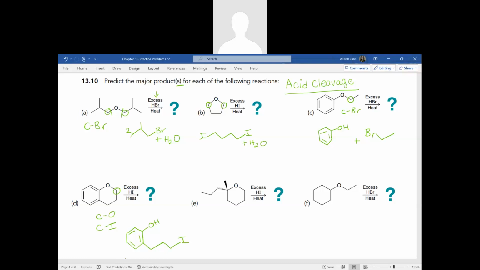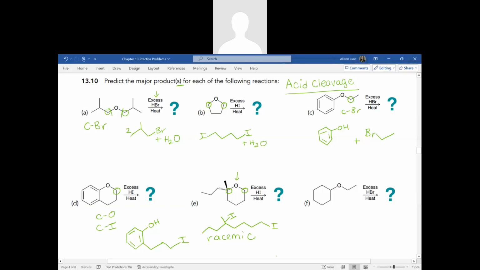For compound E, we will see cleavage at both of these sites here, and we will end up with, in our product, a racemic mixture of this diiodide structure when we react, again, this cyclic ether with excess HI and heat.